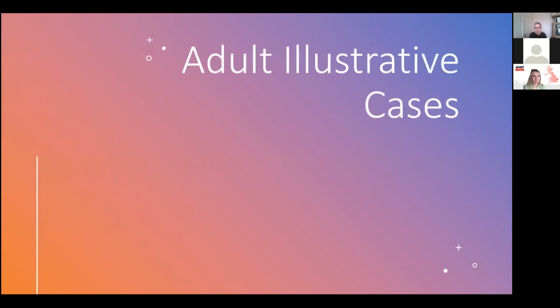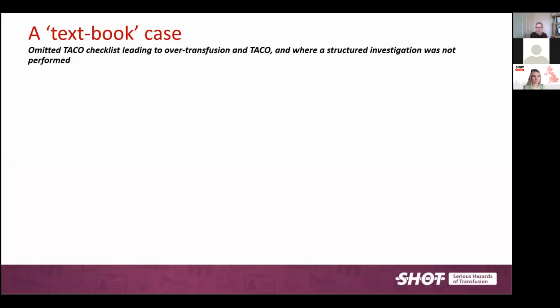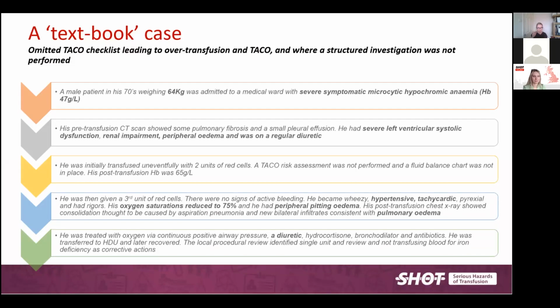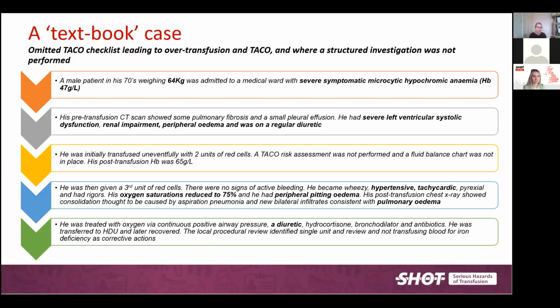Okay, so I'm just going to quickly go through some illustrative cases for adults, and this I will call a textbook case, but perhaps not all cases are a textbook. They're all complicated to some extent, but this was a case of the checklist being omitted in a patient, resulting in overtransfusion, and where a structured investigation was not performed.